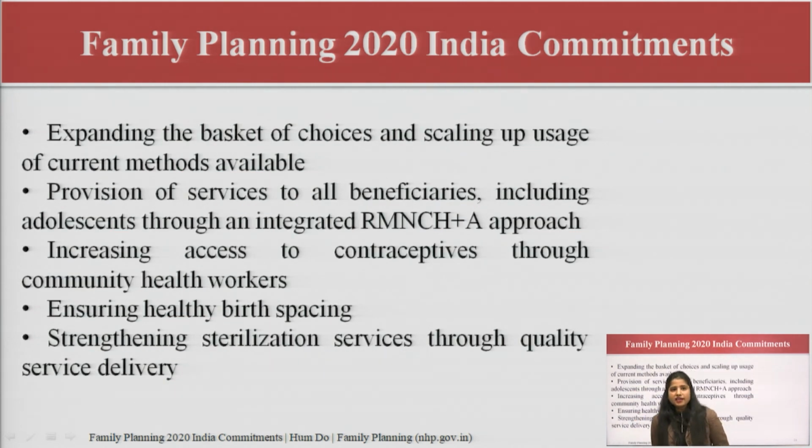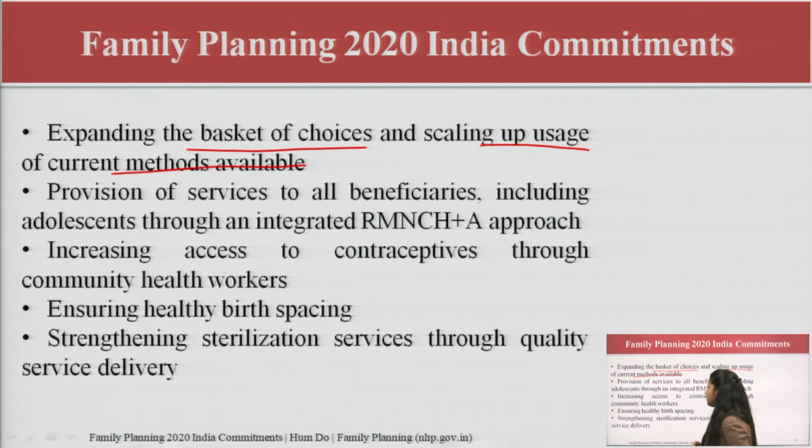Now see, expanding the basket of choices. So there should be patient preferences on the contraception strategy, spacing methods. There are so many spacing methods that they can use. So there should be a choice, a basket of choices. There are many choices and the patient can preferably select one. Yes, scaling up usage of current methods available.